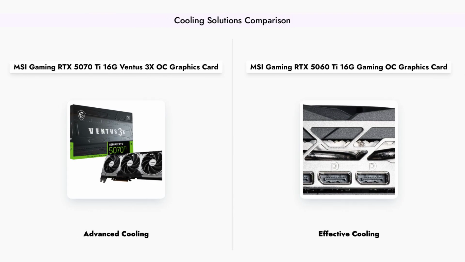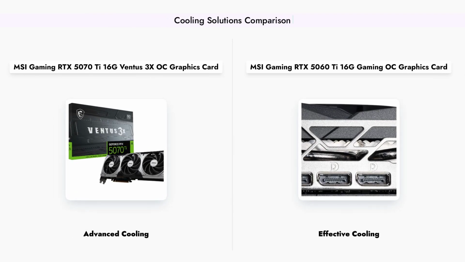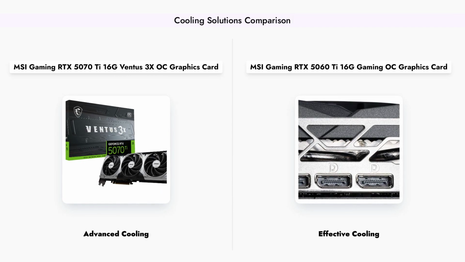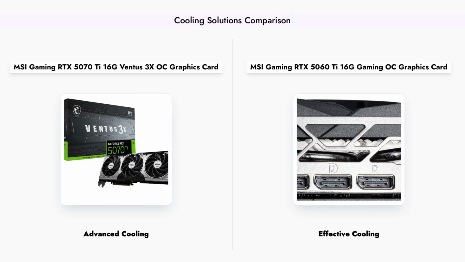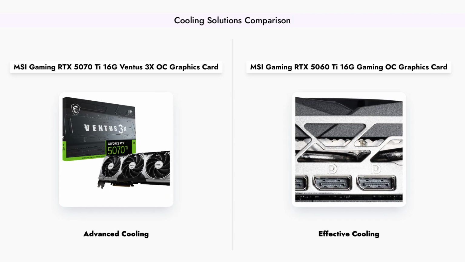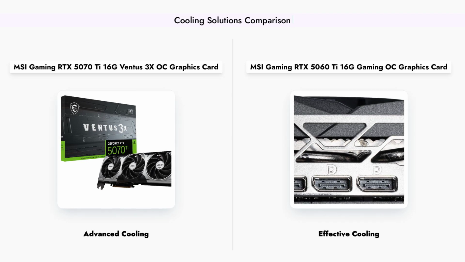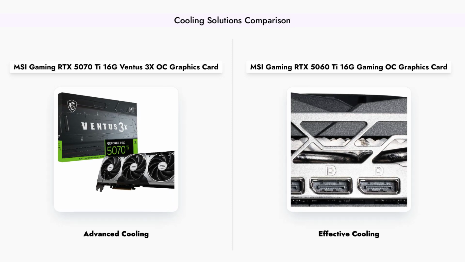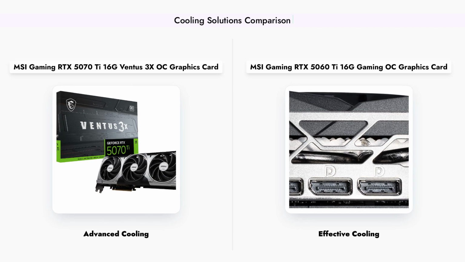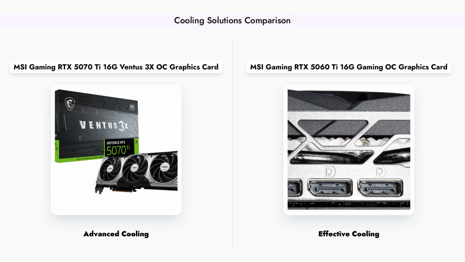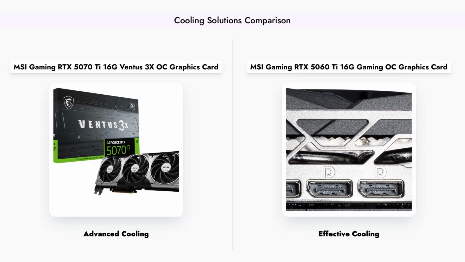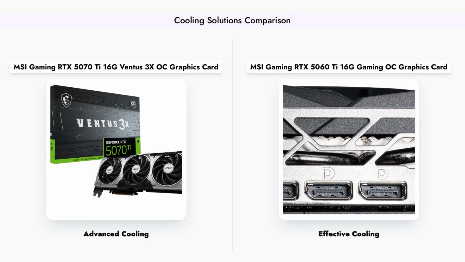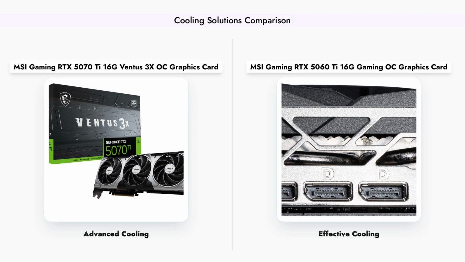Both graphics cards feature advanced cooling solutions, but there are notable differences. The RTX 5070 Ti is equipped with the TORX Fan 5.0, which provides superior airflow and cooling efficiency, ensuring optimal thermal management during intense gaming sessions. In comparison, the RTX 5060 Ti utilizes the TORX Fan 4.0, which, while effective, does not match the cooling capabilities of its higher-end counterpart. This difference could impact performance during prolonged use, making cooling an essential consideration.